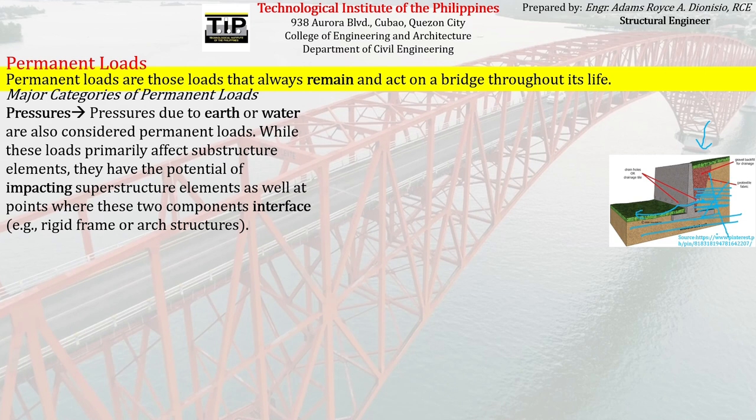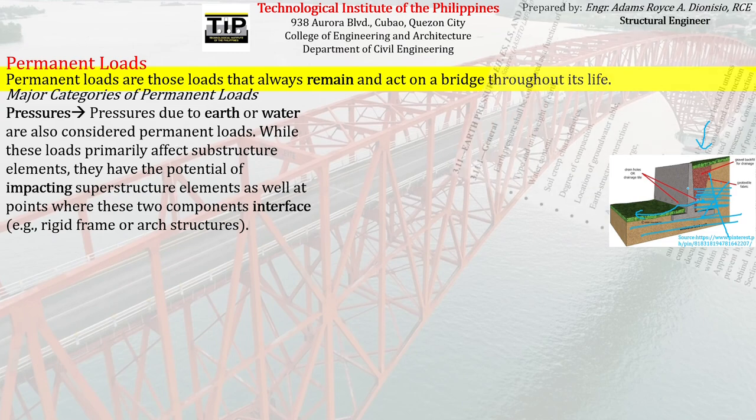So kung hindi siya maiipon diyan, edi hindi magkakaroon ng additional pressure due to water pressure. So hindi magkakaroon ng additional stress yung retaining wall natin or yung abutment natin as in general. So yan yung purpose ng mga drain hole, yung mga butas-butas na nilalagay natin diyan sa mga retaining structures natin. Okay? So that is just an additional information lang naman.